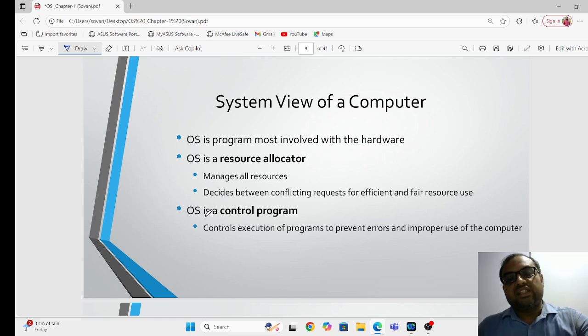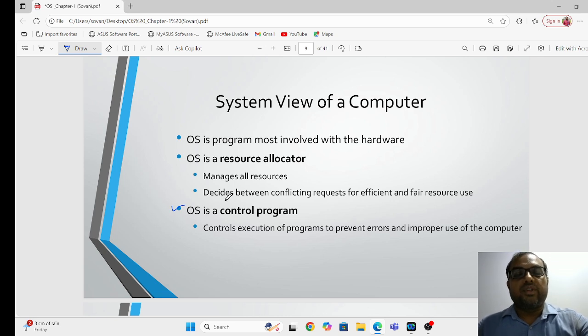The operating system can decide between conflicting requests for efficiency and fair resource usage. So it does not happen that one process waits a long time after sending a request while another process enters and accesses the resource. This never happens; there is fair resource utilization, and for conflicting requests it can decide which is the prominent one. And the operating system is a control program.